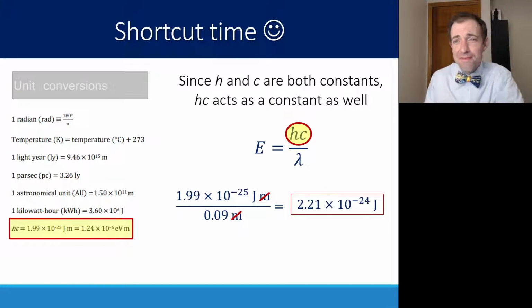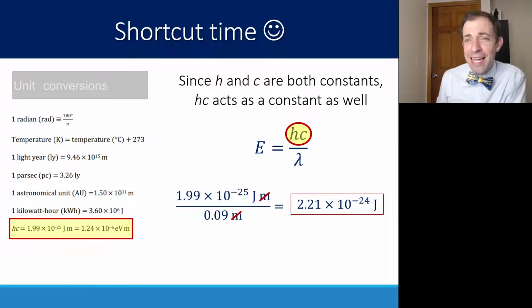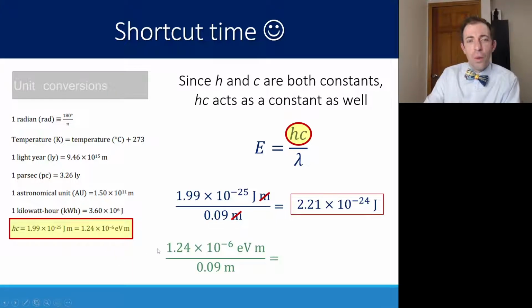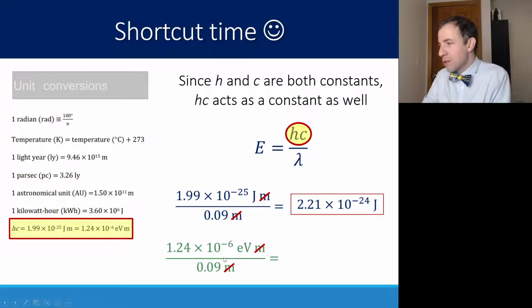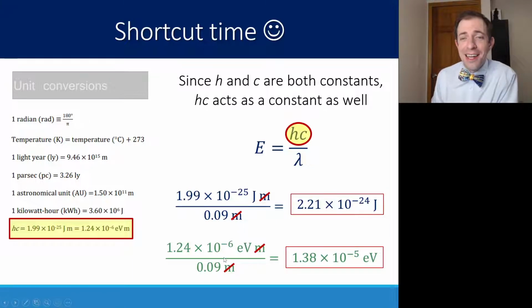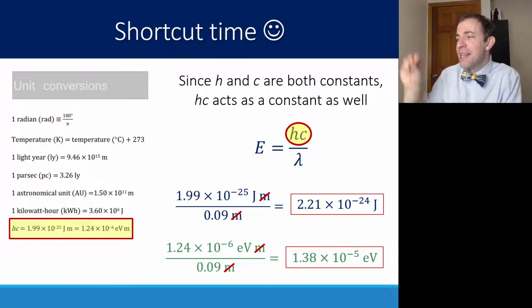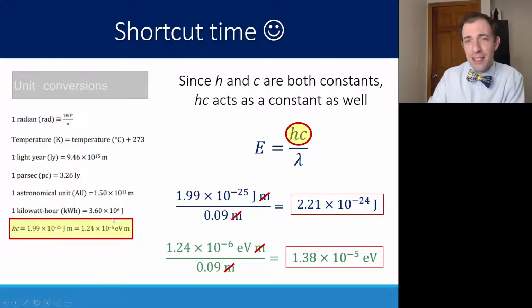That is the same value that I had before. It's just a little less work. I don't have to multiply those numbers together. It's already been done for me. If instead I wanted to find electron volts instead of joules, I'll just use that second value. 1.24 times 10 to the negative sixth electron volt meters divided by 0.09 meters. The meters cross off, and I'm left with 1.38 times 10 to the negative fifth electron volts. So compare that to the work that we did in the last slide. That's quite a bit less. It saves us multiplication of h and c, and it saves us a conversion from joules to electron volts. We can go straight there by using this nice shortcut.